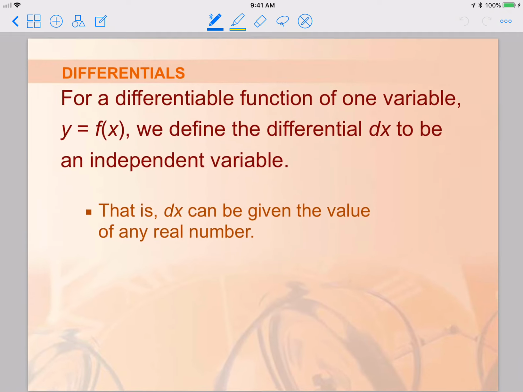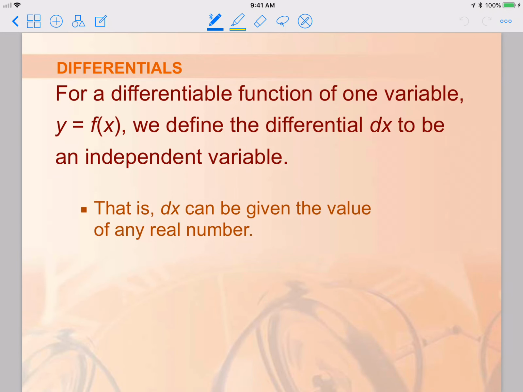All right. The next topic we'll talk about is the topic of differentials.